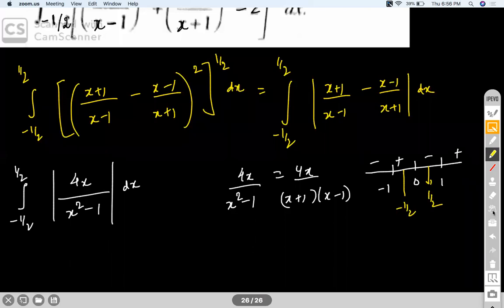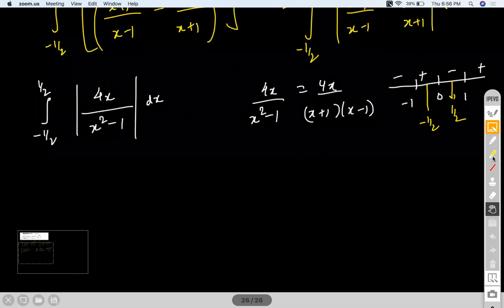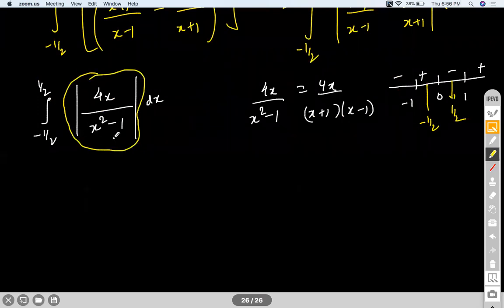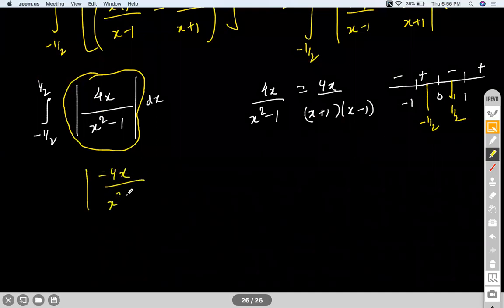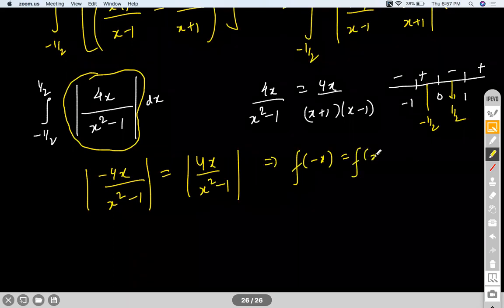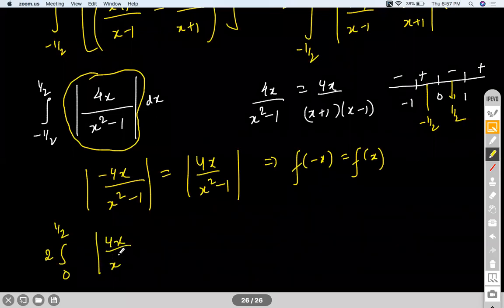Correct? So can I say from... Achha, by the way, even I don't need to do that. I can say that this entire function will always be an even function. Why? Because if you change your x with minus x, it just becomes minus 4x by x square minus 1 mod, which is same as mod 4x by x square minus 1. That means f of minus x is f of x itself. So I can first make it as 2 times 0 to half mod 4x by x square minus 1.